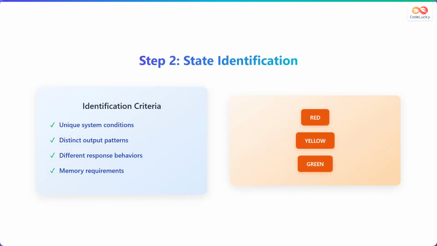Moving on to Step 2, State Identification. Once you have a clear understanding of the problem, the next step is to identify all possible states of the system. Here are some identification criteria. Consider the unique system conditions, distinct output patterns, different response behaviors, and memory requirements. As an example, a traffic light has 3 states: red, yellow, and green.